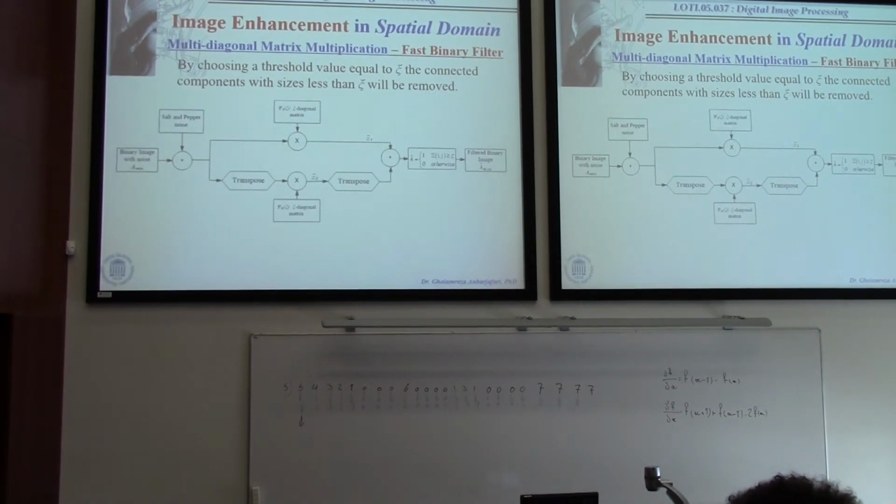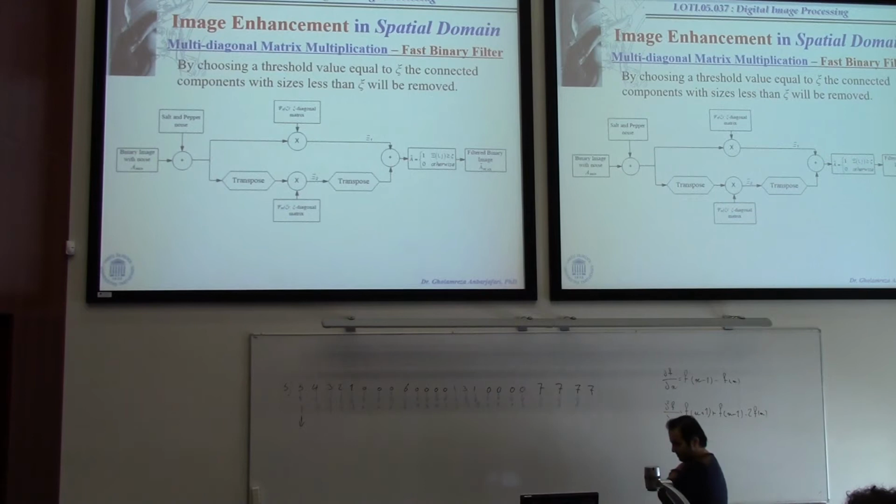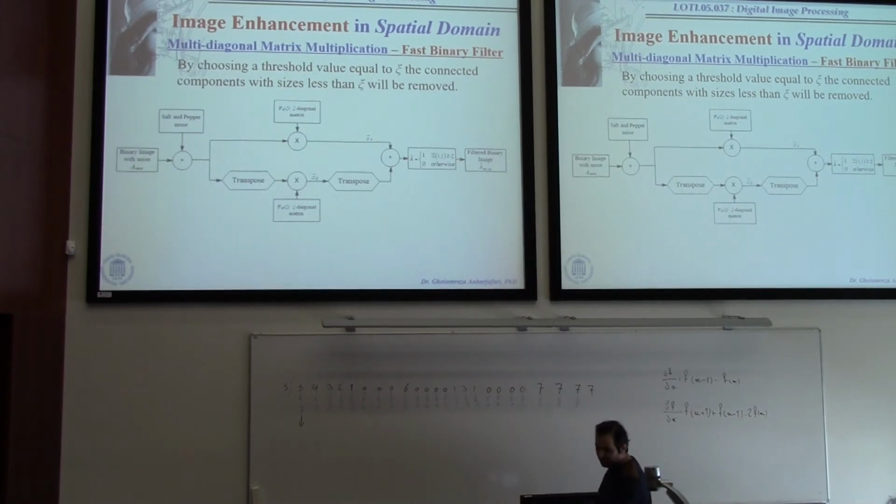You can see a block diagram of this method. It's a binary image. We add some salt and pepper noise to the image. Then we multiply the image by the matrix, and also we multiply the transpose of the image by the matrix, and we find the new matrices. We add these matrices together, with the transpose of the second one, and we can find the edge detection result. That's the multi-diagonal matrix multiplication.